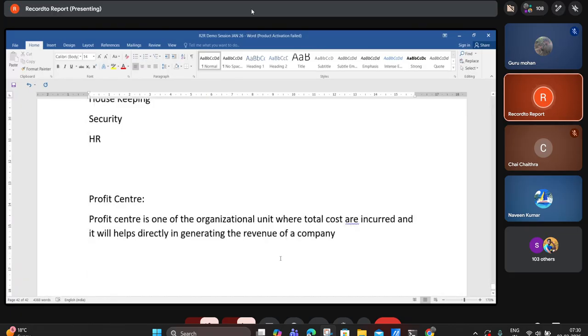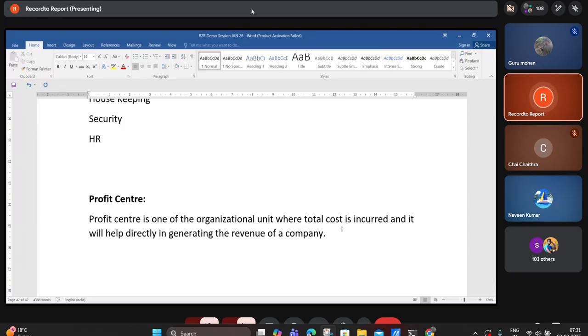So there are differences between both, guys. Both are departments. Profit center is a department, and cost center is also a department, but there is a slight difference between those. Cost center will not generate revenue. Profit center will generate income for the company.